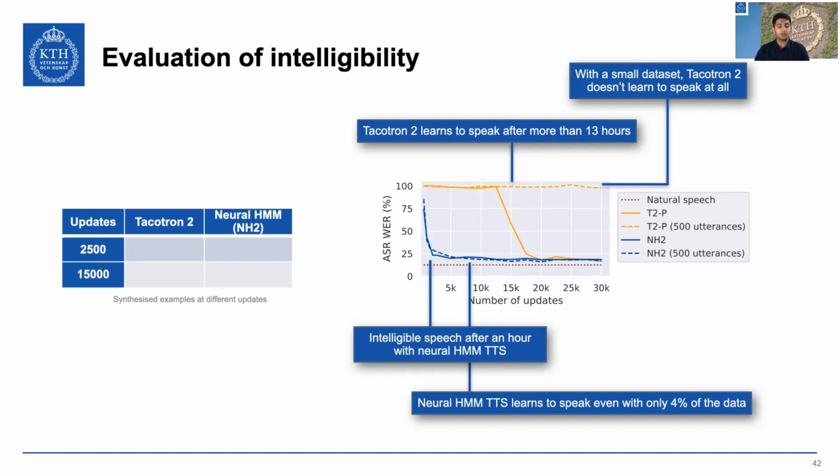First, we start with Tacotron 2 at 2500 updates. And this is Neural HMM at 2500 updates.